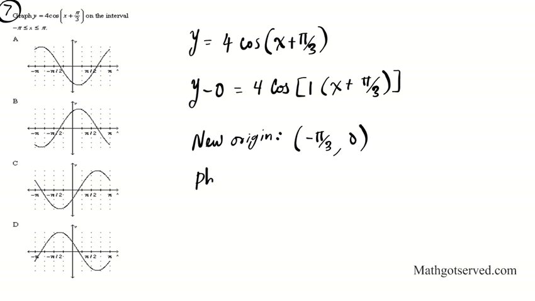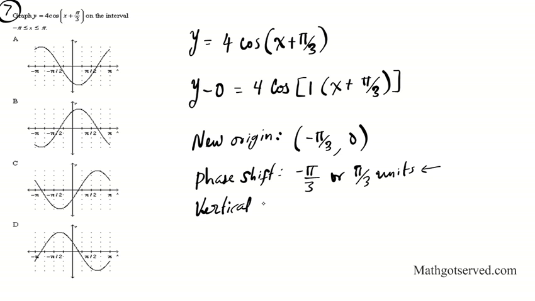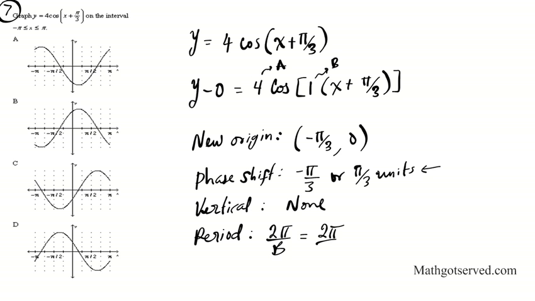So we're going to have a phase shift, okay? The phase shift in this scenario is negative pi over 3, or pi over 3 units to the left, okay? Vertical shift is none because the y coordinate is 0. No shifts up or down. Our period is 2 pi over b. In this case, b is 1, right? This is the value of b right here. This is b and that's a. So b is 1, so it's going to be 2 pi over 1, which is just 2 pi.